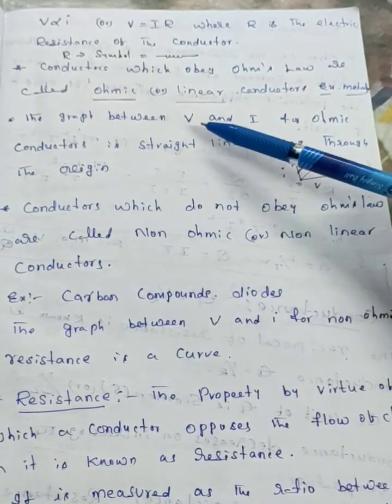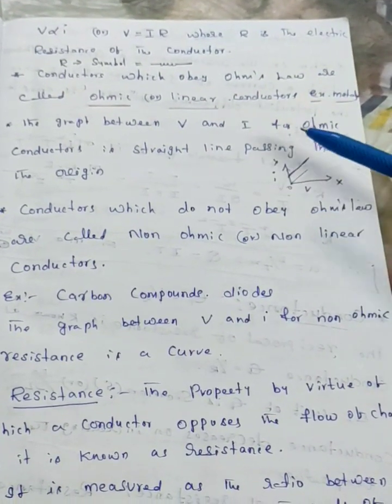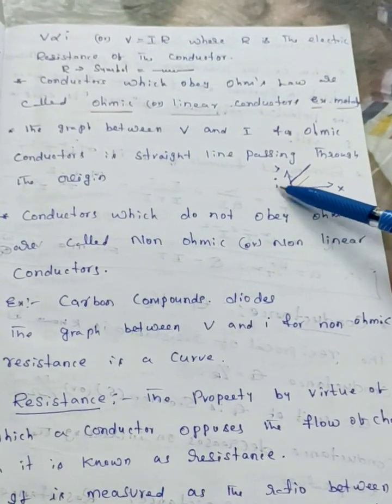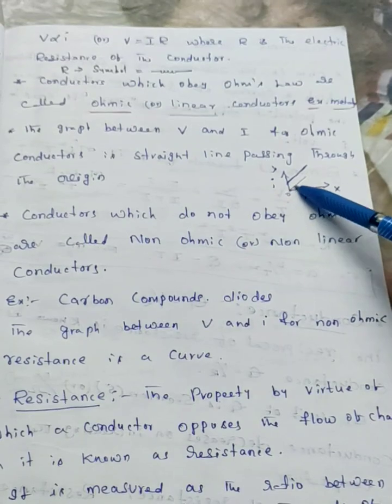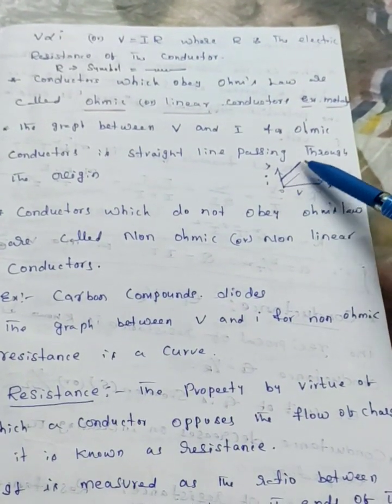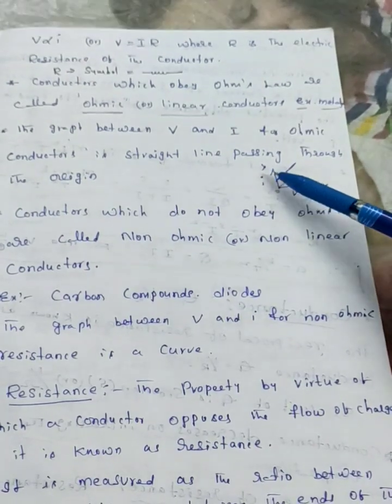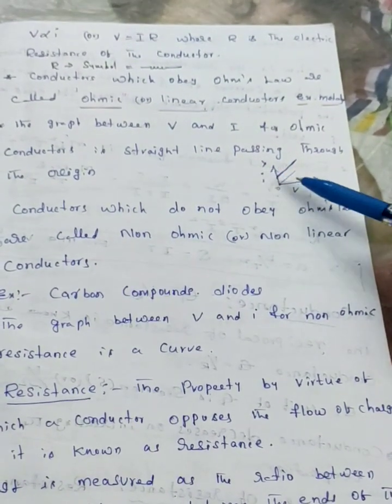Graph between electric potential V and electric current I, with I on the y-axis and V on the x-axis. This graph is a straight line passing through the origin. We get a straight line whenever we draw a graph with I and V.